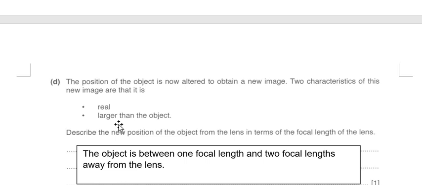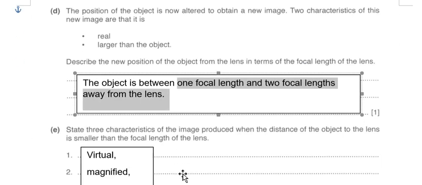The last one, the image is bigger than the object, however it is virtual. So u smaller than f is not correct. So the answer to this case must be the object is between f and 2f. That's why the object is between one focal length and two focal lengths away from the lens.